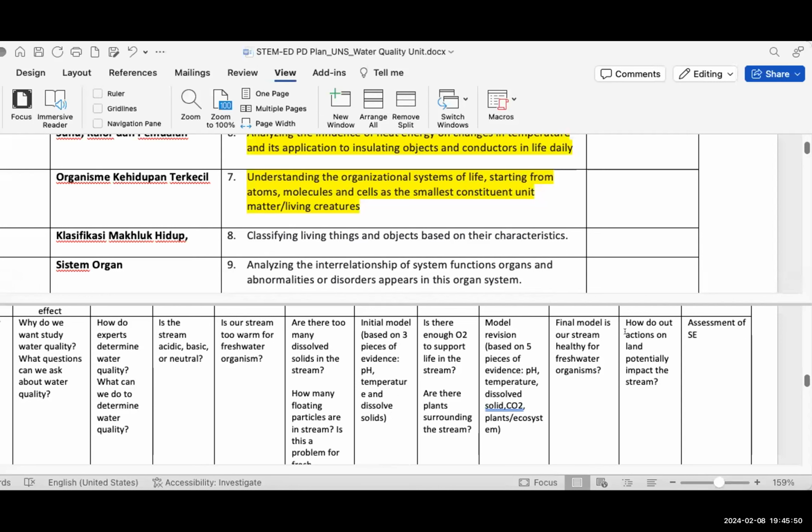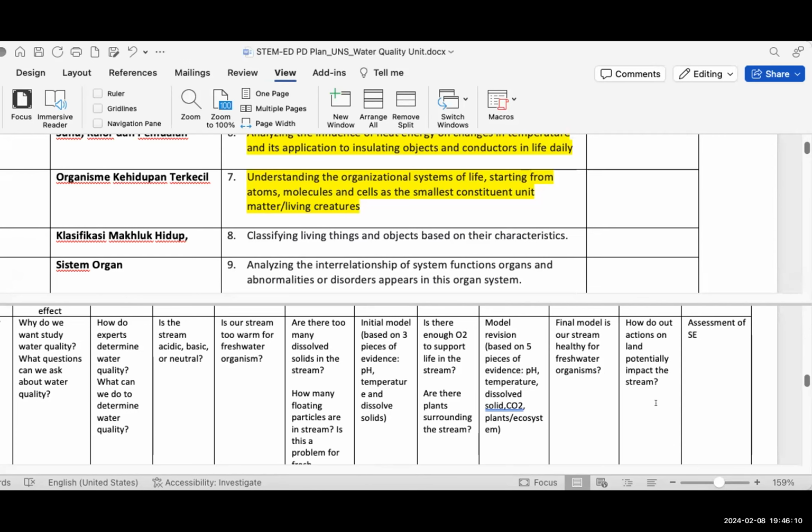And the last one is we are thinking that students have to think about the action to preserve the water quality, based on the phenomena that they have at the first lesson. And so what kinds of things will they be doing?